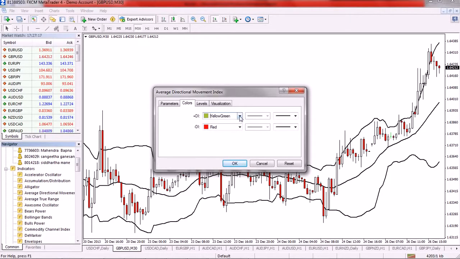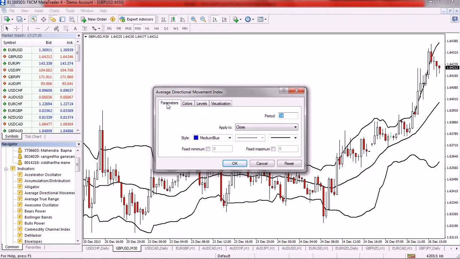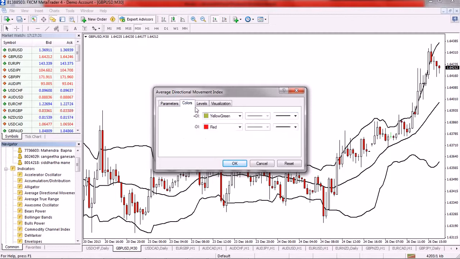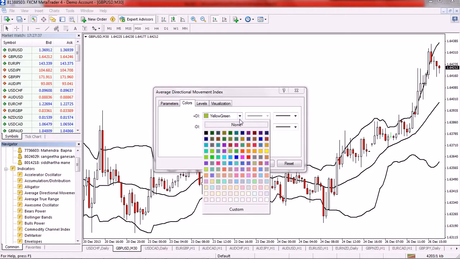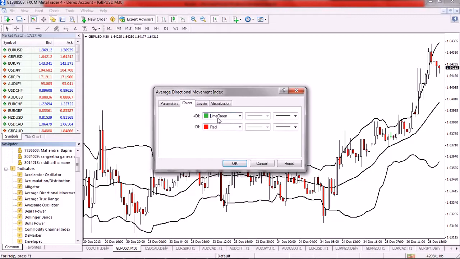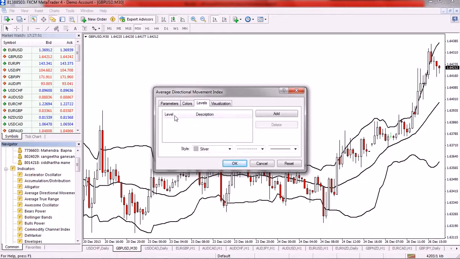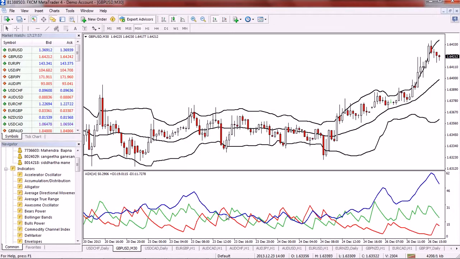So for the ADX, let's give the parameters. The ADX period, you can leave it as 14, and I just changed the color to medium blue. For colors, put the plus DI as a green color, lime green or medium sea green, and the minus DI as a red color. Levels, you don't need to use any levels here. Okay, and click OK. So this is the ADX indicator.